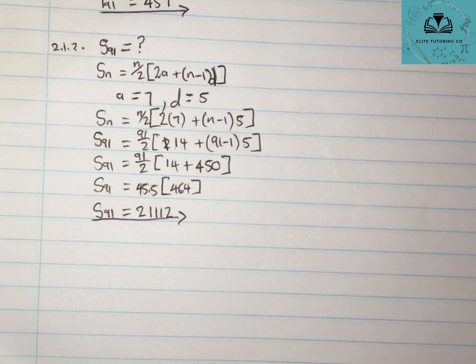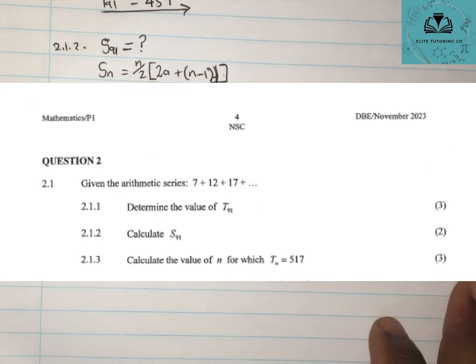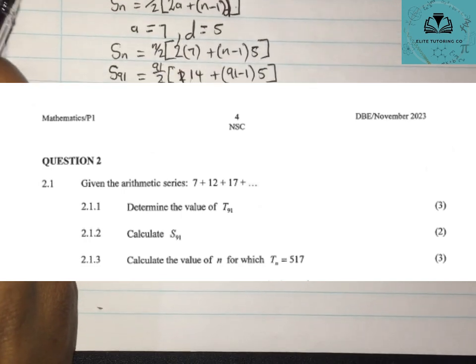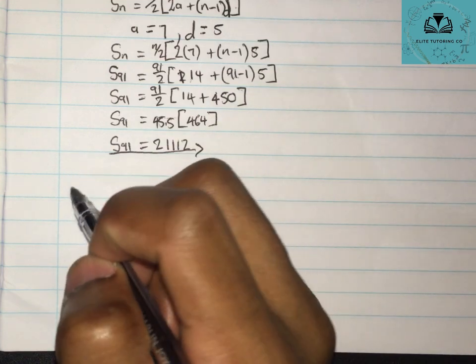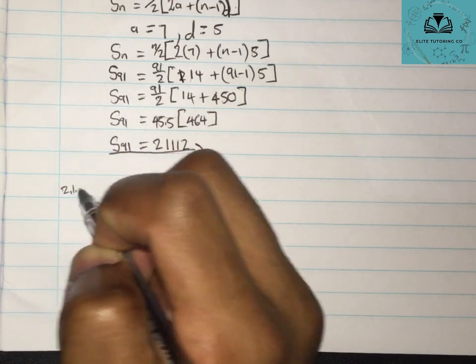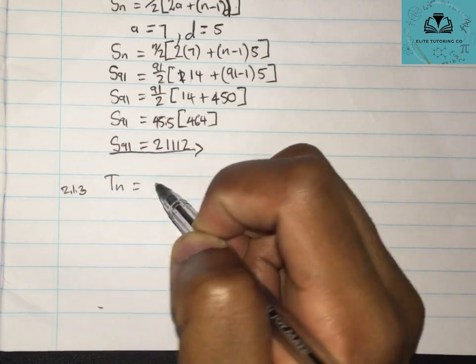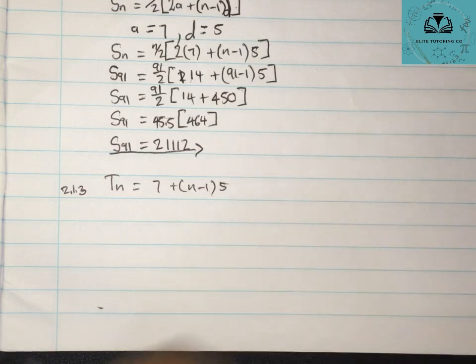So now let's move on to 2.1.3 and finish off with it. We have to calculate the value of n for which Tn is equal to 517. Now we are calculating the value for n for which Tn is equal to 517. Let's remember, let's take down our general term from above. We said that for this particular series, Tn is equal to 7 plus n minus 1, all multiplied by 5.